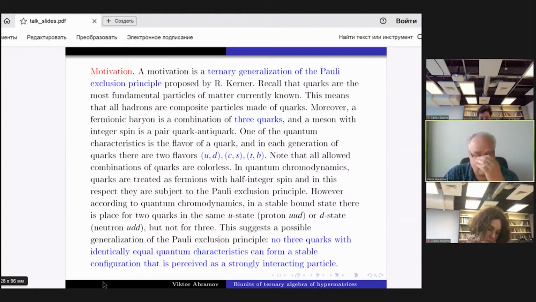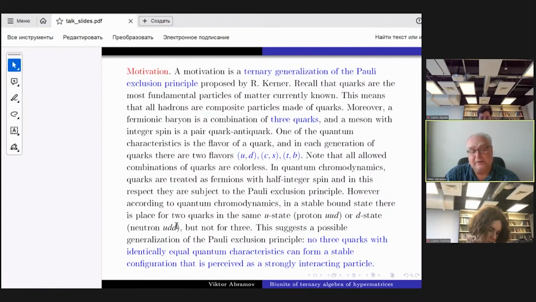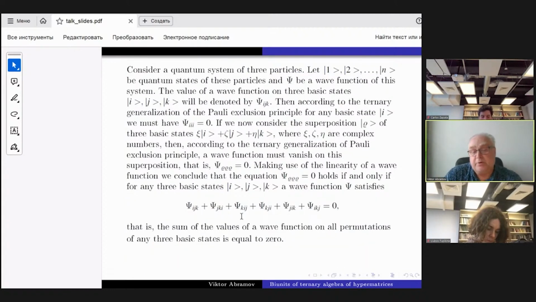I'm a mathematician, and I know that physicists sometimes say that there are some excited states, which live a very short time, of particles which admit 3 equal flavors. But if we assume that this is a stable configuration, then this Ternary generalization of the Pauli exclusion principle will be okay. But algebraically, what does it mean that no three quarks can be in the same identical quantum state?